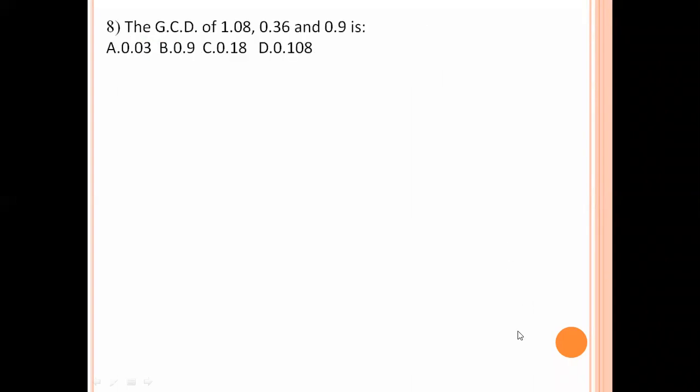The GCD of 1.08, 0.36 and 0.9: multiply with 100, we get 108, 36 and 90. GCD means that the value is lesser than or equal to the least value. 36 does not divide 90. So the next lesser value is 18. 18 divides 108, 18 times 2 is 36, 18 times 5 is 90. So 0.18 is the right answer.